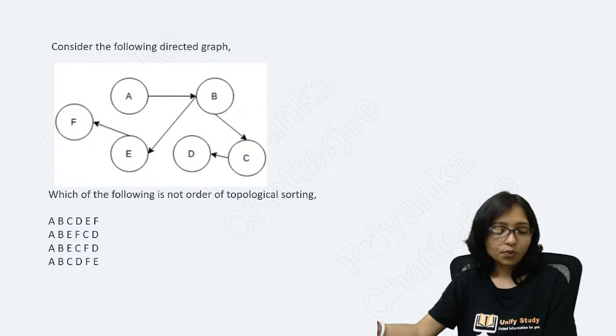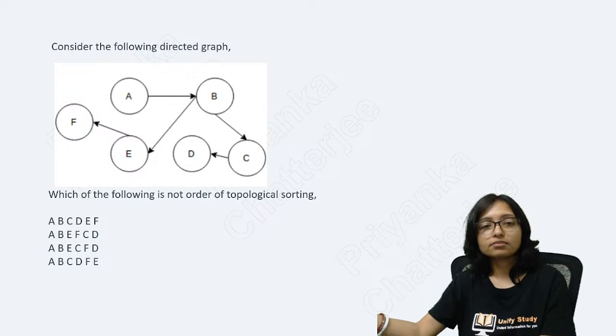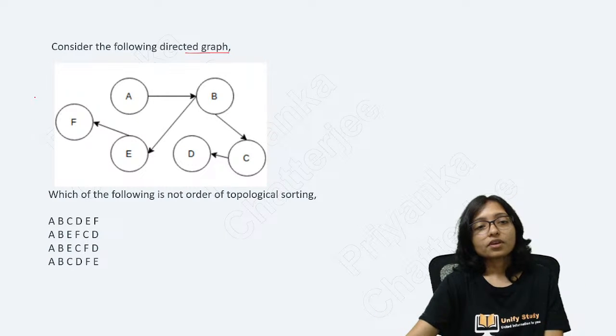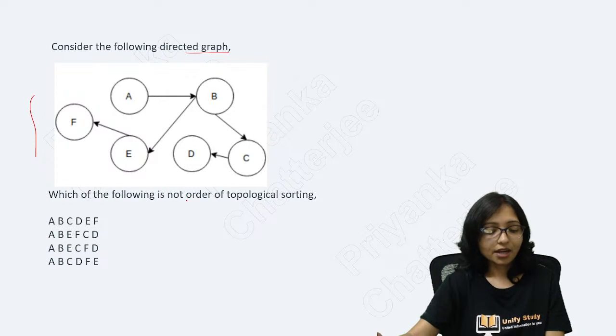Now tell me, your poll has already started, and in the poll you have to answer this question. Consider the following directed graph. Here the graph is given. Which of the following is true? Read the question and do it correctly.